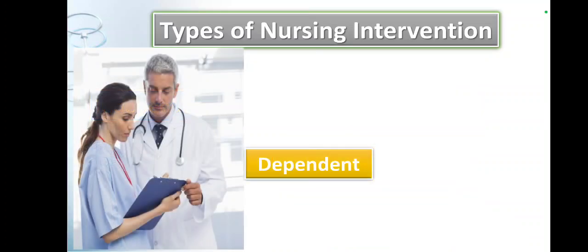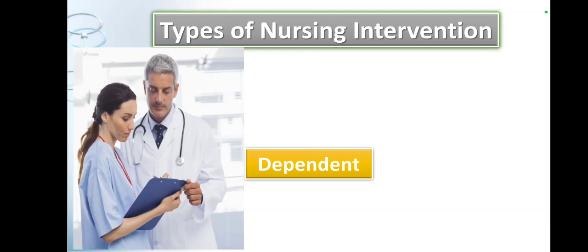Another type of nursing intervention is your dependent. This type of intervention is dependent on the physician's order. For example, giving medications. The medications that we give should be based on the doctor's order. Another is giving a nutritional diet, or discussing the diet of your patient. You have to get the doctor's order or information from the nutritionist before you instruct the patient about their diet.